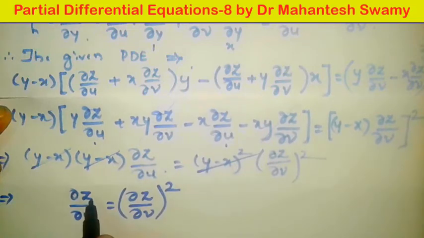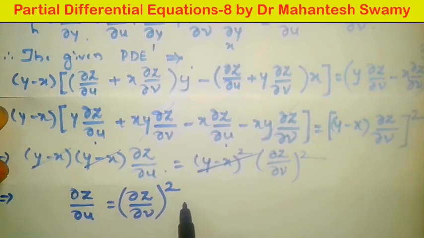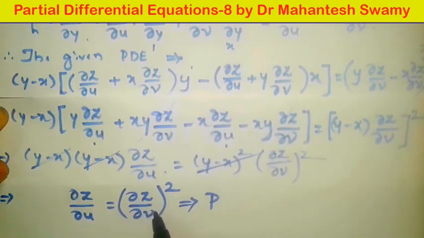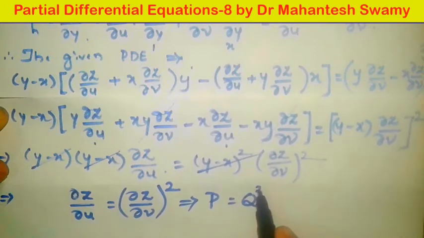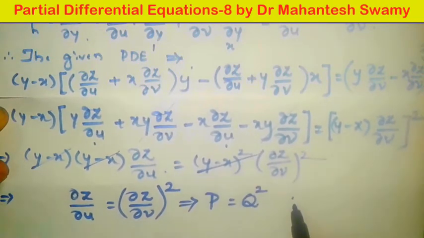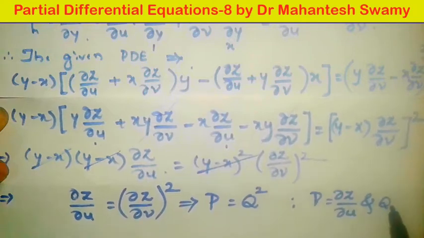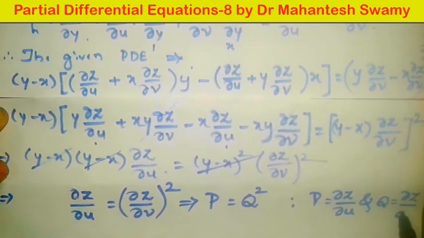So here we have a partial differential equation which has the independent variables u and v instead of x and y. So let us consider ∂z/∂u as capital P and ∂z/∂v as capital Q for our convenience. So here capital P stands for ∂z/∂u and capital Q stands for ∂z/∂v in the same way.